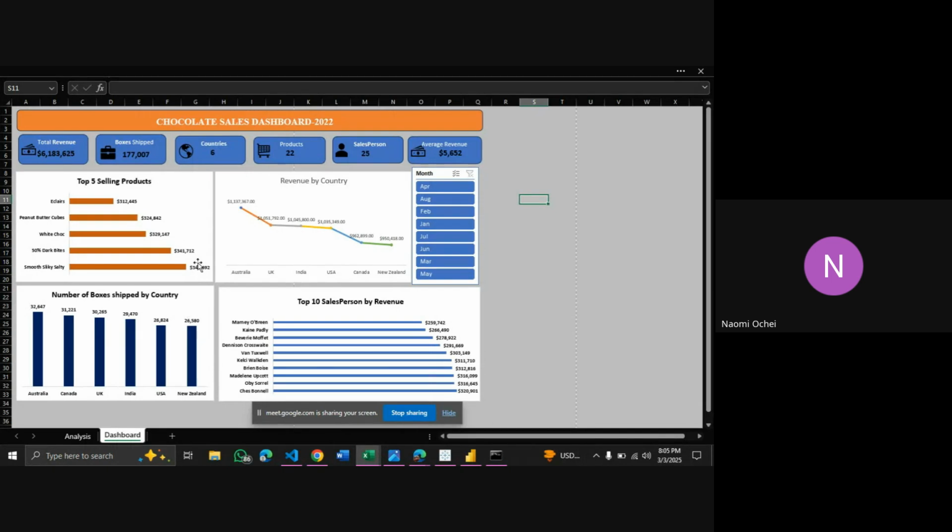We can also see the top 5 selling products: the smooth, silky, and salty. So basically, they should make more of this product so that it can be circulated and they'll be able to make more revenue from it. The country with the highest number of boxes is Australia, which has 32,647. And the top 10 salesperson, Chess Bonnell, made the most sales in the company. Thank you.